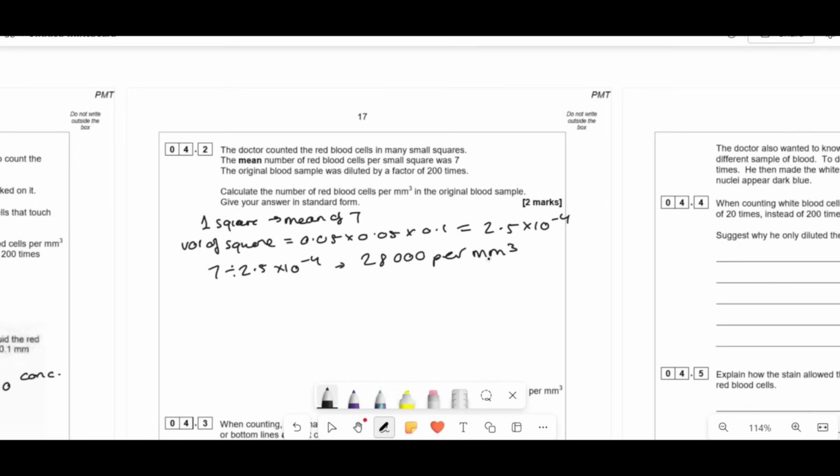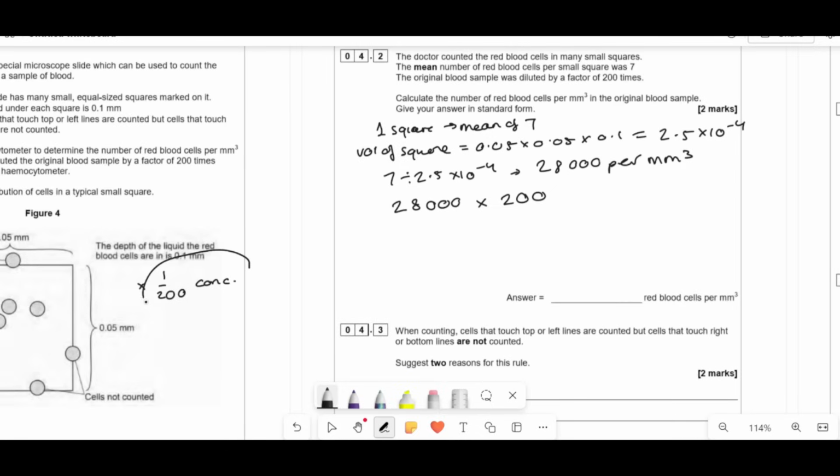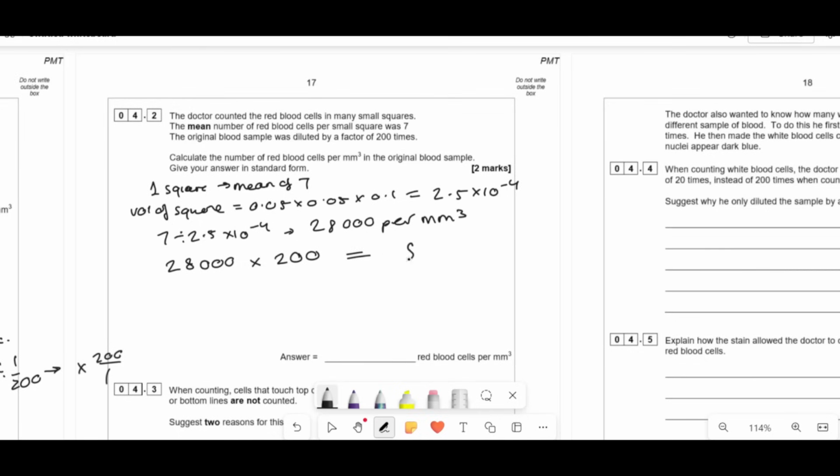But that's not the final answer, because this was in a 200 times diluted sample. So we need to undo that dilution. You're going to do 28000 times 200. Remember, what we did to the original concentration is we multiplied it by 1 over 200, so you can divide by 1 over 200, which is the same as times 200 over 1, which is times 200. Then if we do that, we end up getting 5.6 times 10 to the 6 red blood cells per millimeter cubed. That's how you do that.